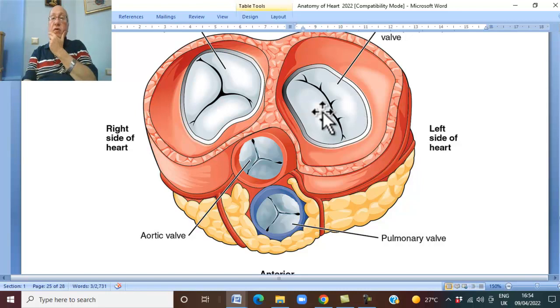The bicuspid valve or mitral valve consists of an anterior cusp attached to the anterior wall of the ventricle and the posterior cusp attached to the posterior wall of the ventricle. This is the mitral or bicuspid valve, consisting of two cusps, anterior cusp and posterior cusp. In this drawing, the direction of the cusps is not very accurate.